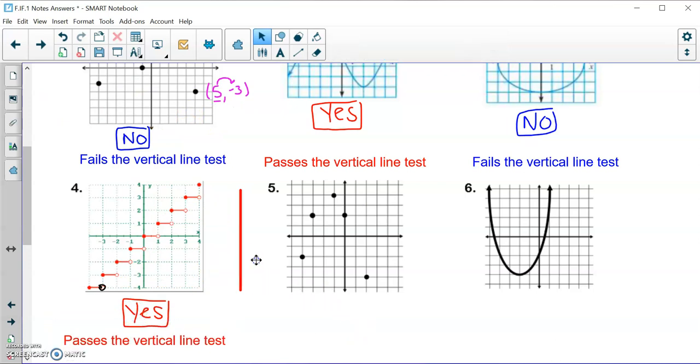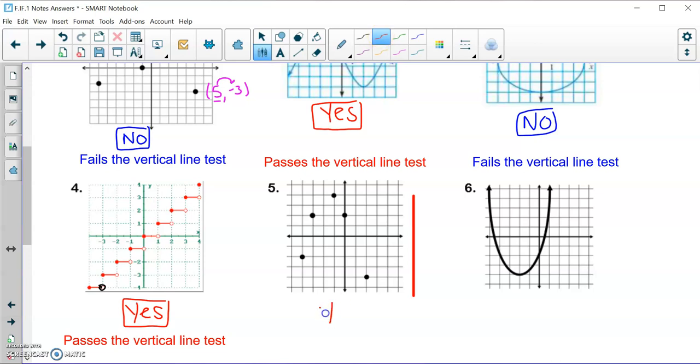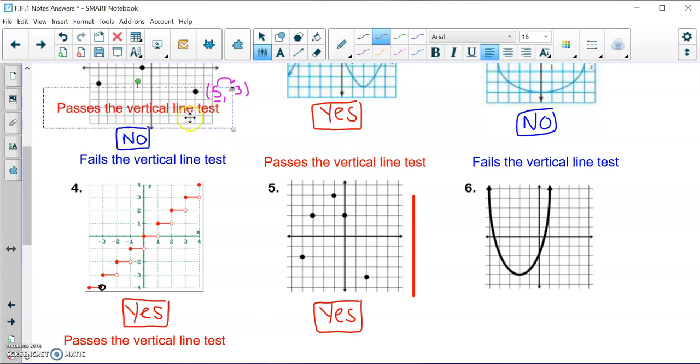All right, looking at number 5. It's not hitting 2 points at once. So this is a function. And it passes the vertical line test.